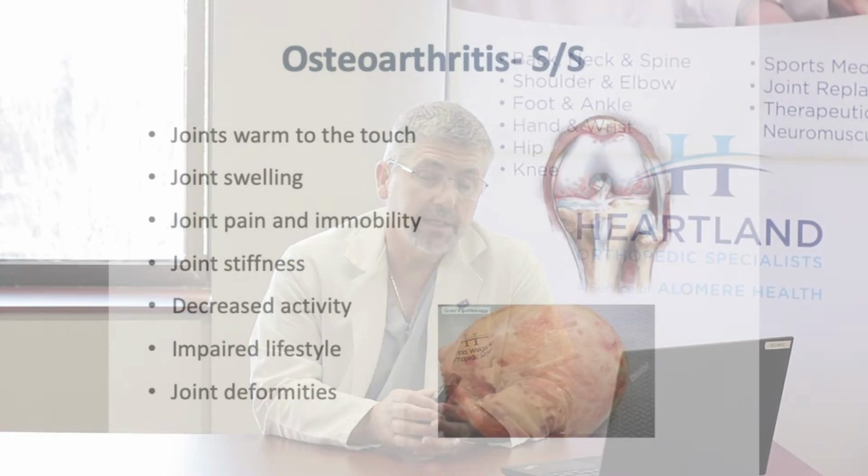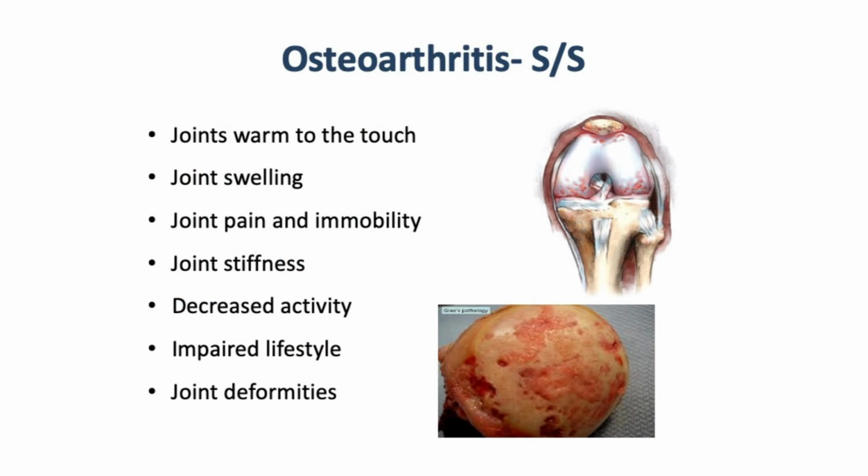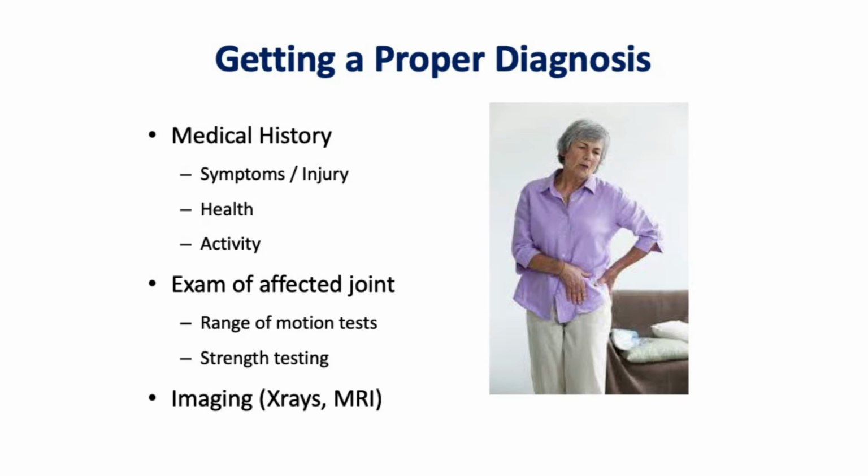The symptoms of osteoarthritis will include warmth of the joint, swelling, pain and immobility, joint stiffness, decreased activity, impaired lifestyle, and joint deformities. It's very important to get a proper diagnosis. We start with a medical history, which includes symptoms. Has there been any injury that's occurred? We'll take the person's overall health status into account and their activities and activity goals.